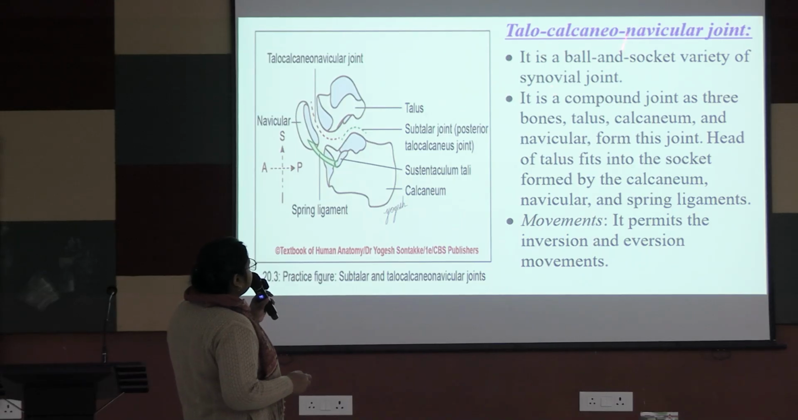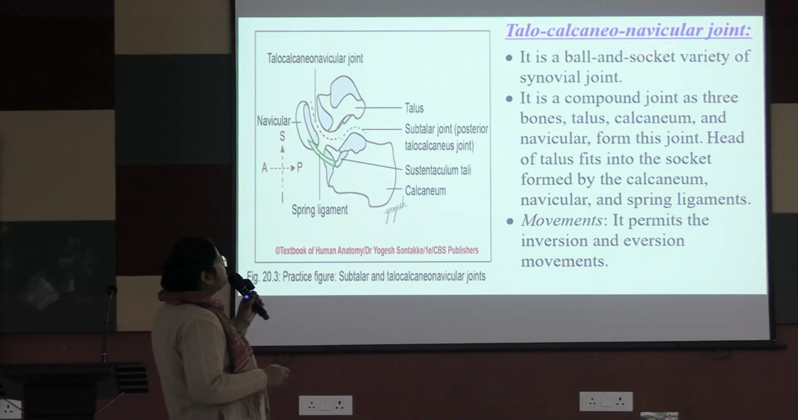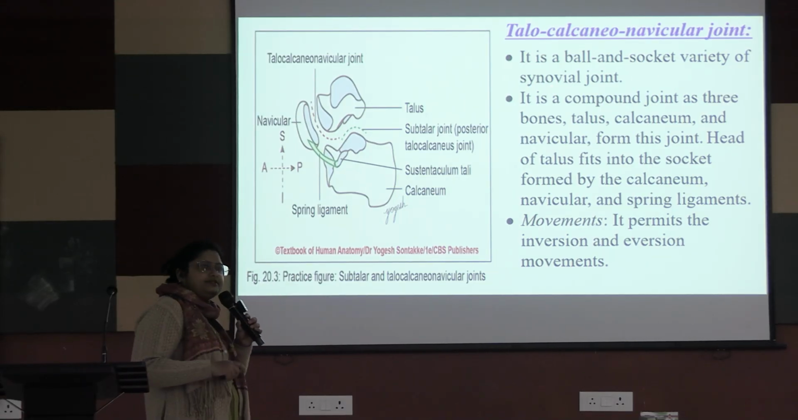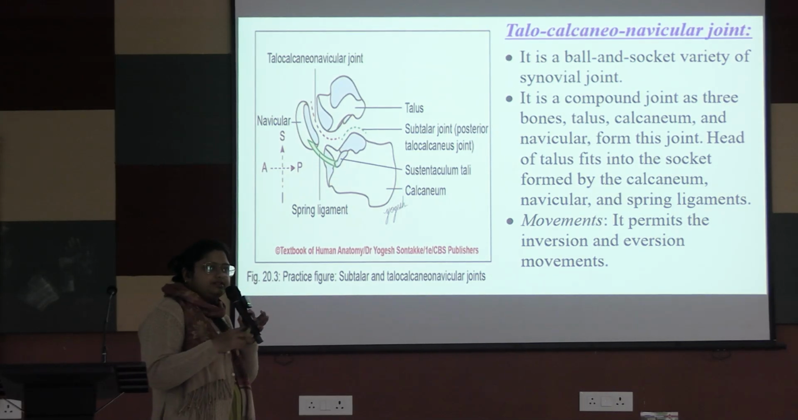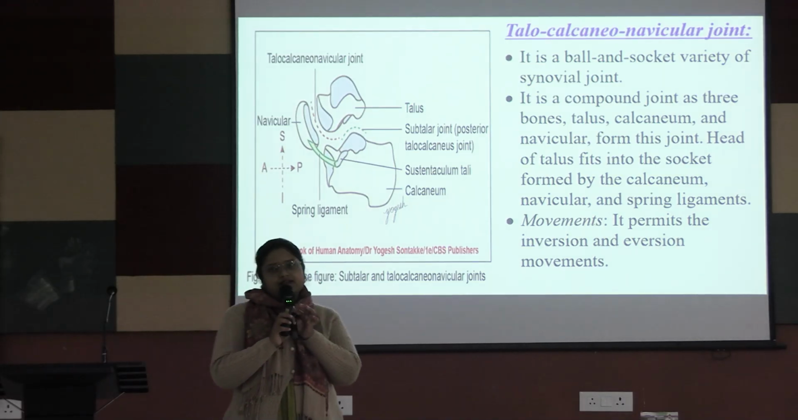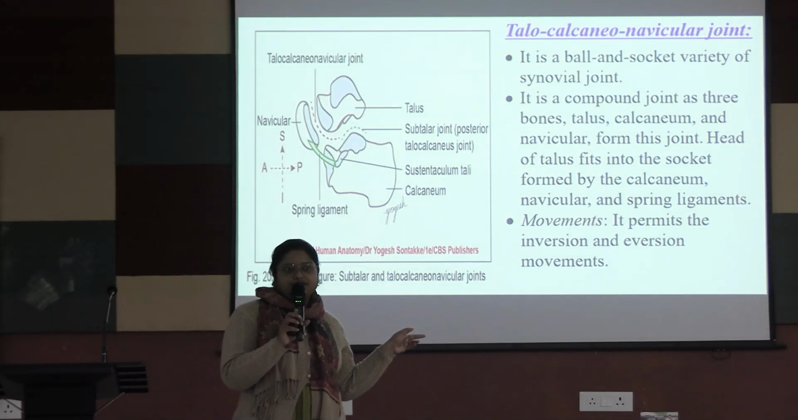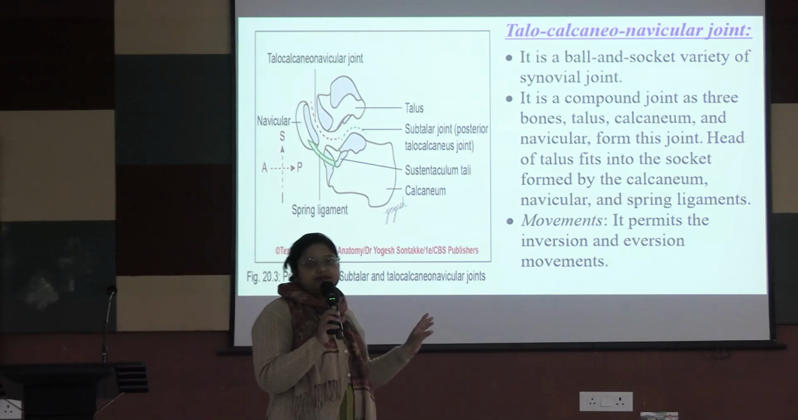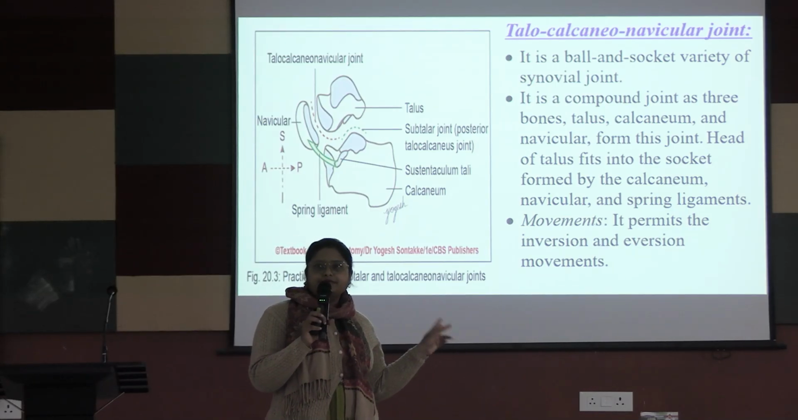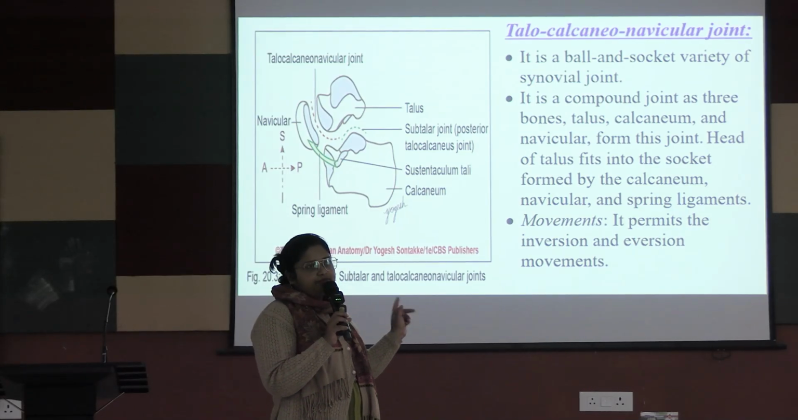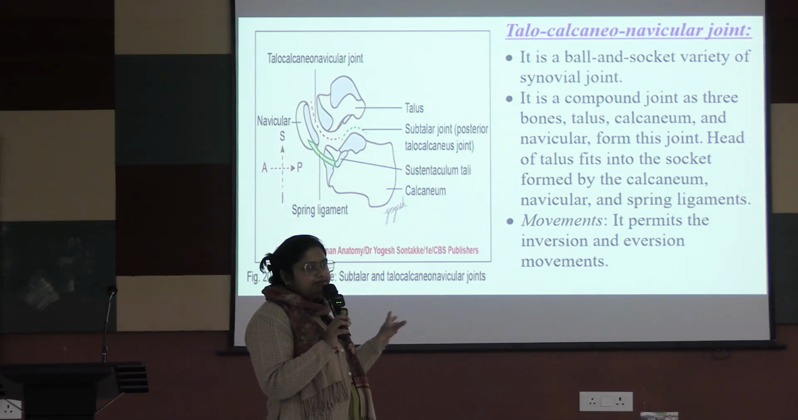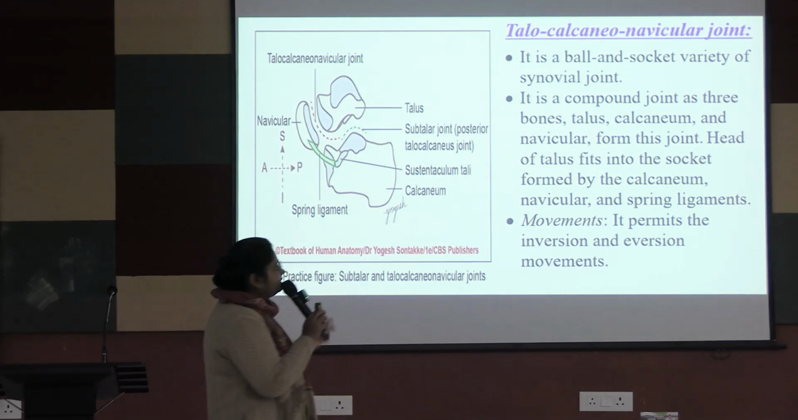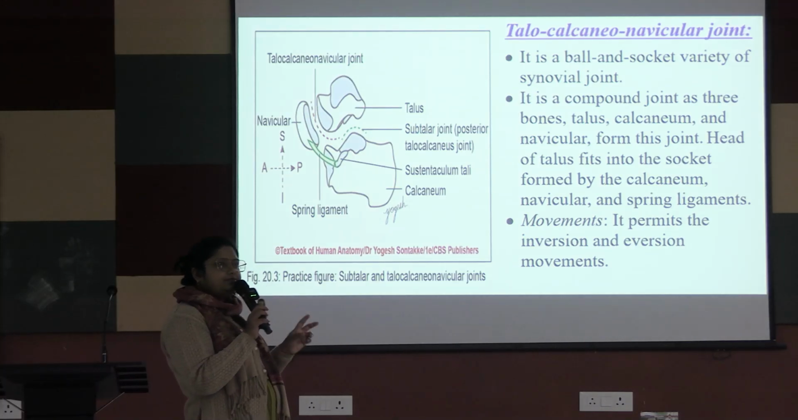Next is the talocalcaneonavicular joint. This is also an important joint. Inversion, eversion occurs here. So it is a ball and socket variety of synovial joint. Very frequently asked in your Viva, MCQ, OSPE. This type of joint is very important. Here the ball is formed by the head of the talus, and the socket is formed by the navicular, the sustentaculum tali of the calcaneum and the spring ligament.